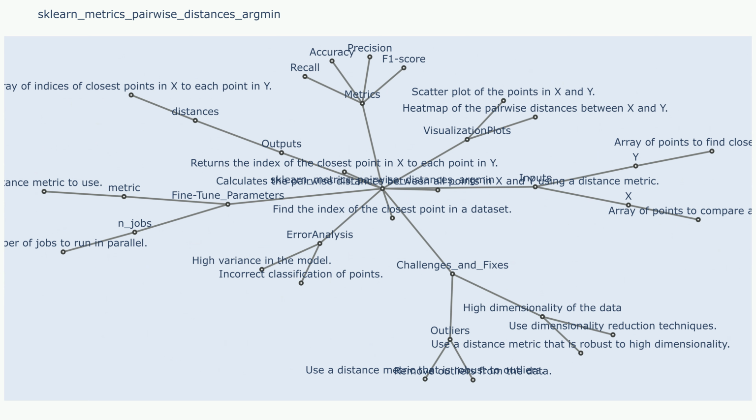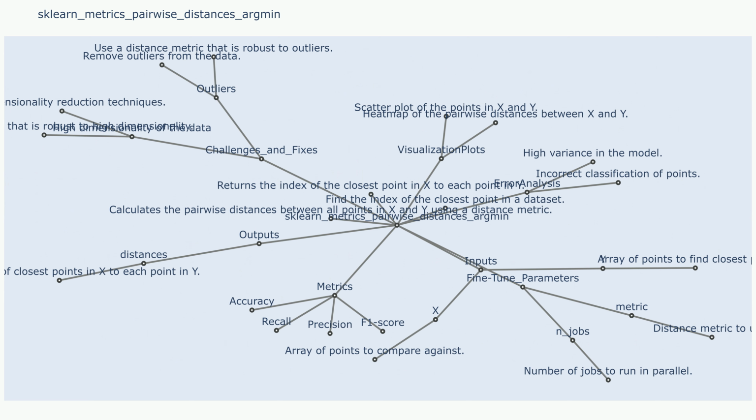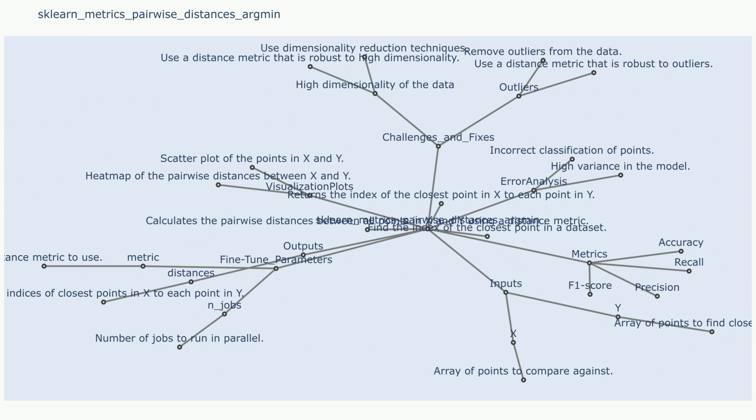Visualization plots: scatter plot visualizing the data points and query points, with lines connecting each query point to its closest data point. Heat map showing the distances between all pairs of query points and data points, highlighting the minimum distances for each query point.